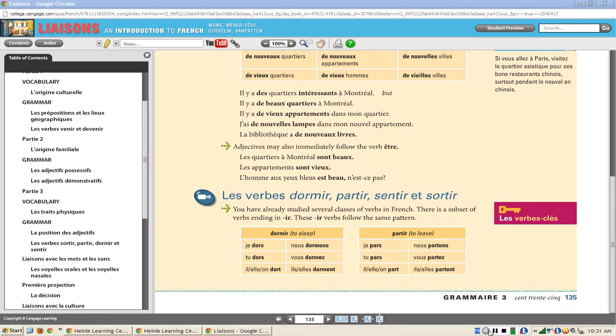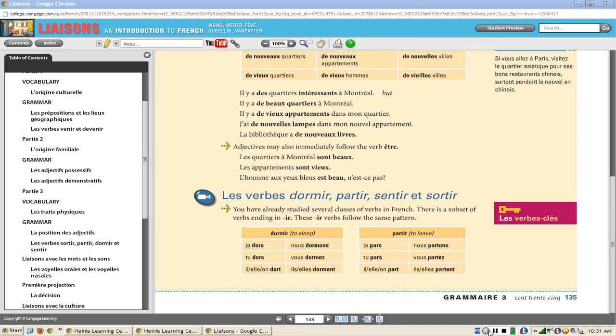You may recognize dormir from the song that a lot of people, even in English, know, Frère Jacques, Frère Jacques, dormez-vous, dormez-vous, right? You also know the word dormitory, right? It's where students sleep on campus. So now you'll be able to talk about sleeping.